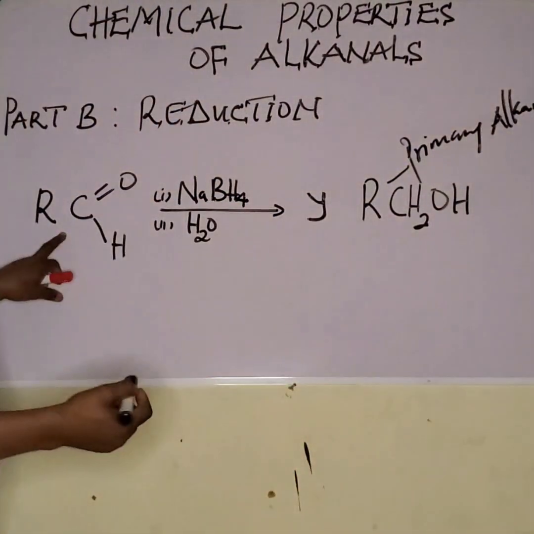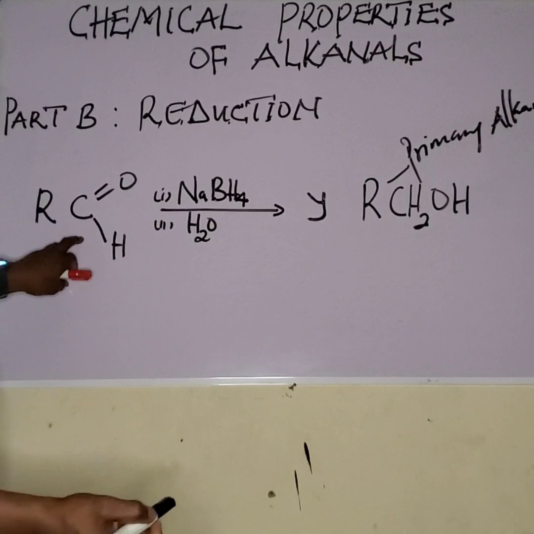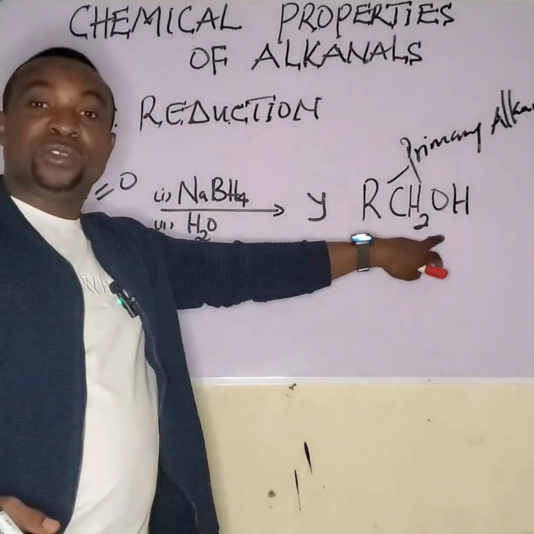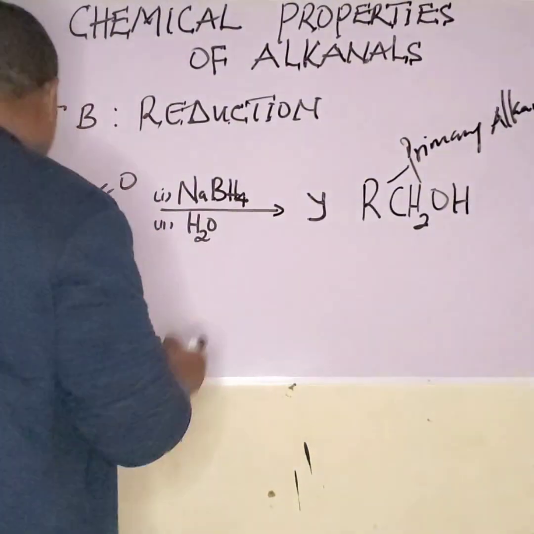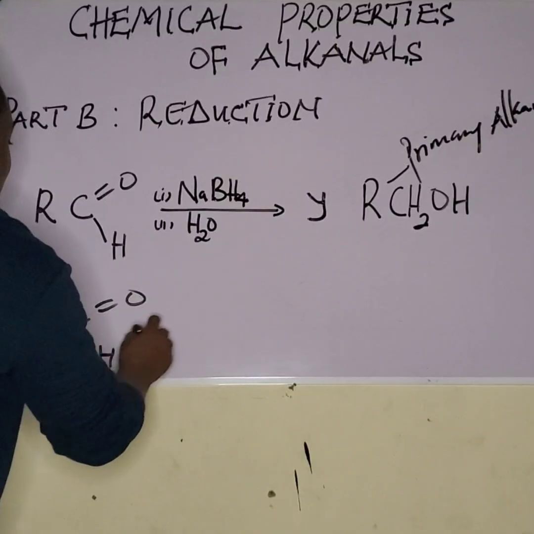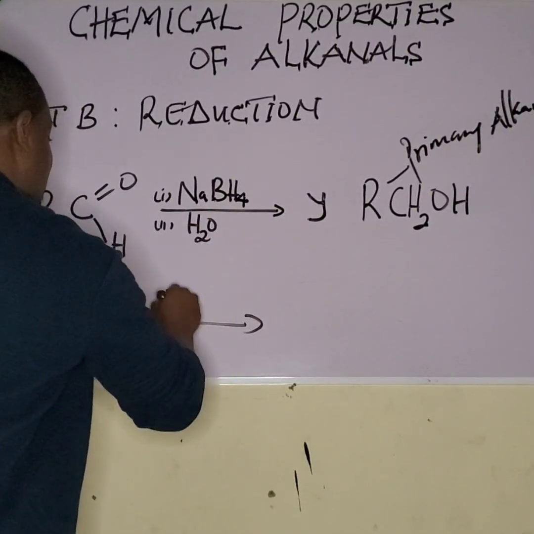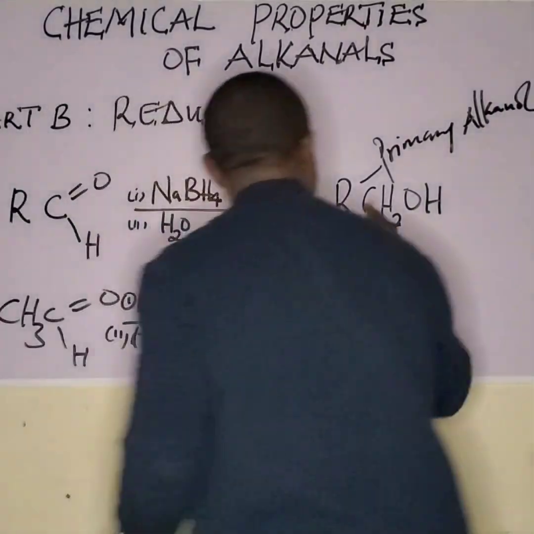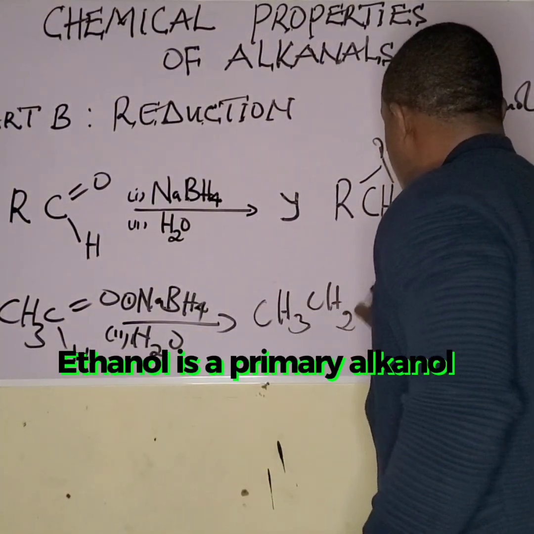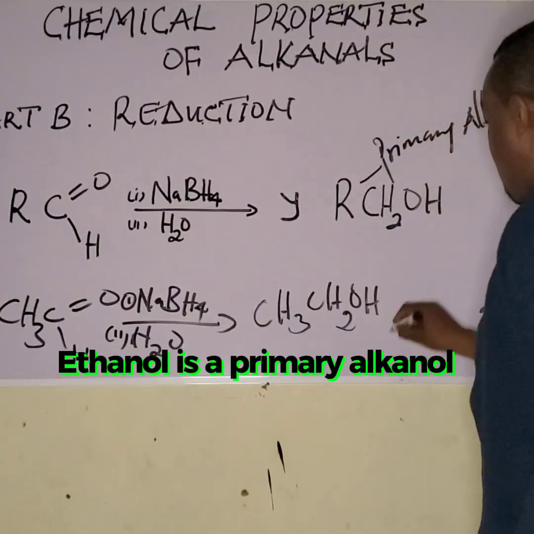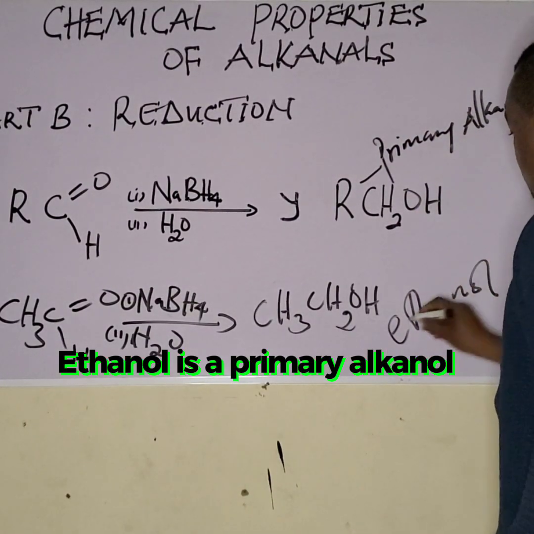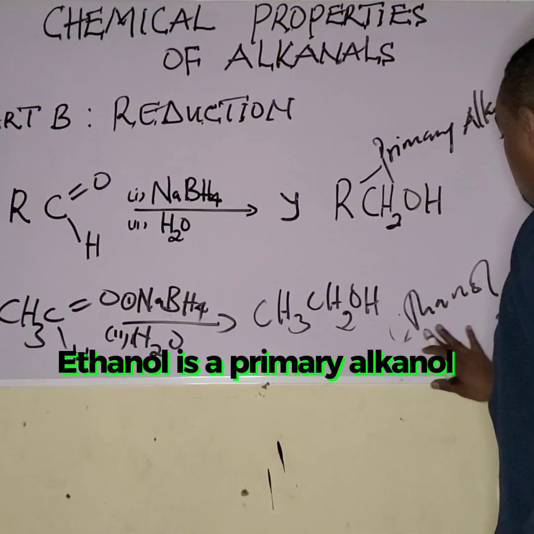So let us pick ethanal here, okay? We want to reduce it to see how we are going to get a primary alkanol. So we are going to have CH3, the double bond here, H, and of course the sodium reducing agent. What we are going to have is a primary alkanol, CH3CH2OH, which is ethanol. Ethanol is going to be formed here.